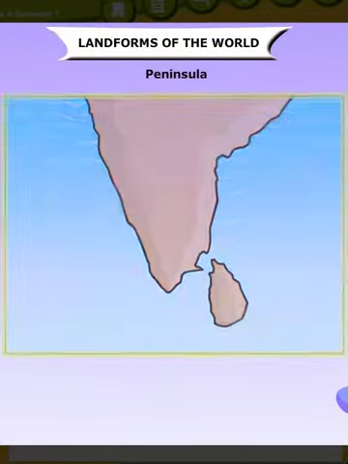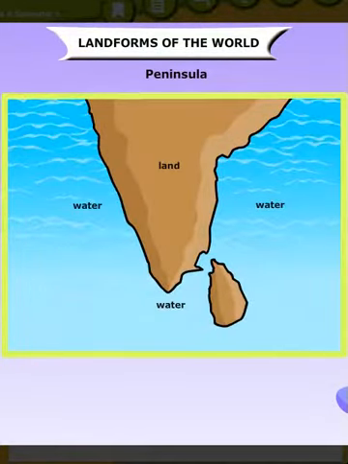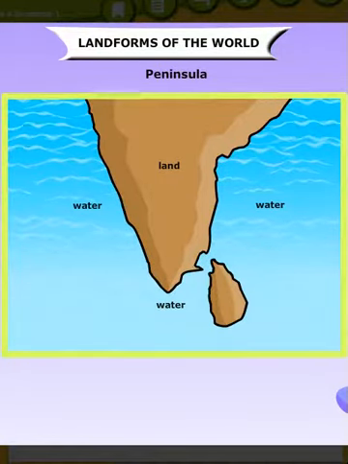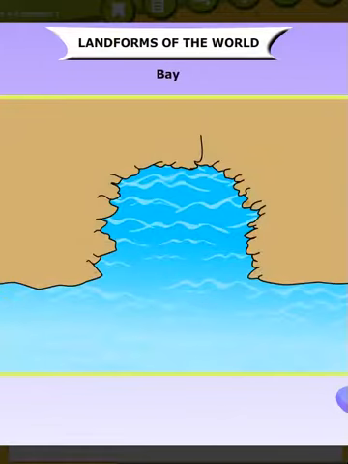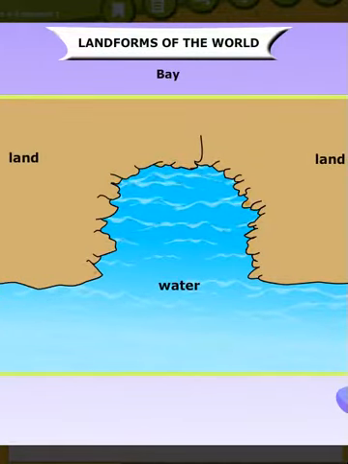A peninsula is land surrounded by seas on three sides. The southern part of India is a peninsula. The largest peninsula in the world is the Arabian Peninsula. A bay is water surrounded by land on three sides. It is the opposite landform of a peninsula. The Bay of Bengal and the Bay of Biscay are examples of bay.